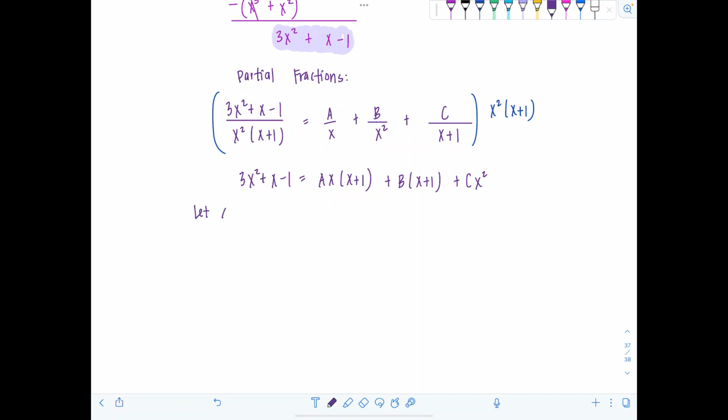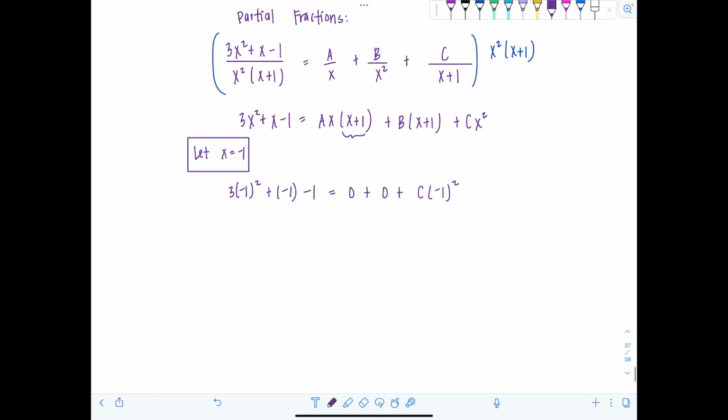And now our task is just to find the coefficients A, B, and C. So let's just go ahead. Let's let x equal -1. If I do that on the left-hand side, I'm going to have 3 times -1 squared plus -1 minus 1 equals, that's just going to be 0 plus C times -1 squared. So let's see here. This is 3 minus 1 minus 1. So that's just 1 equals C.